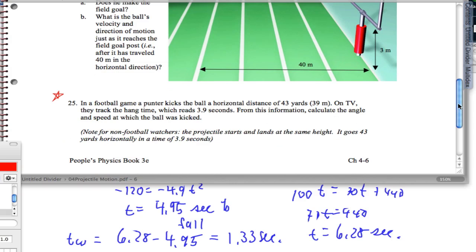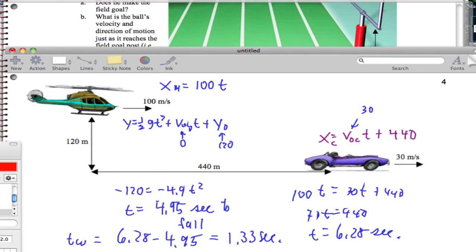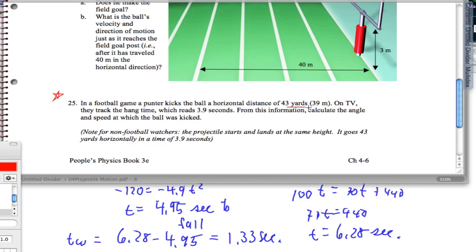All right. Let me see. Actually, 25 you could do. Why don't we try that one? This is actually a pretty easy one, so hopefully you can get that. Let's see. We get 43. So we have 39 meters as x, and a hang time of 3.9 seconds. I'm going to calculate the angle at which the ball is kicked. So we're going to assume that it does this. Let's see what we can get here.